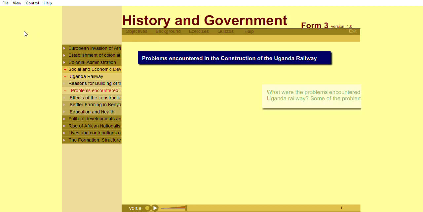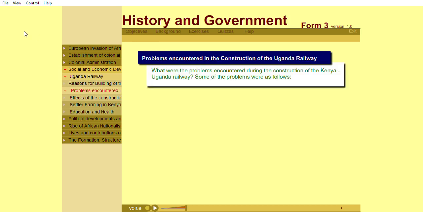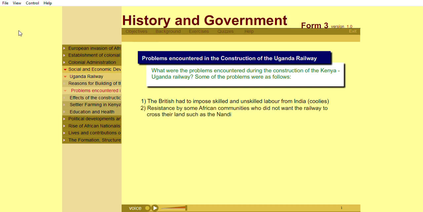What were the problems encountered during the construction of the Kenya-Uganda Railway? Some of the problems were as follows. The British had to import skilled and unskilled labor from India. Resistance by some African communities who did not want the railway to cross their land, such as the Nandi. Importation of materials from abroad increased the cost of construction. The man-eating lions of Tsavo killed many workers.